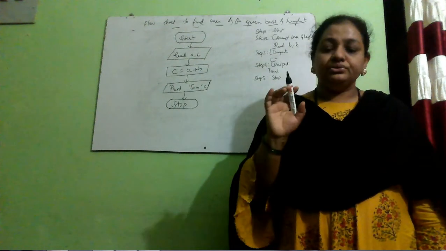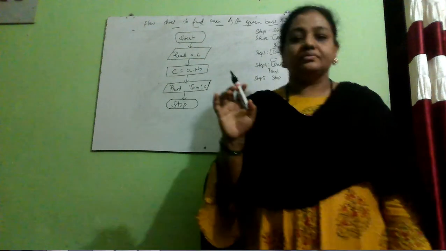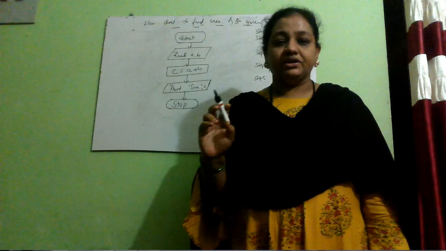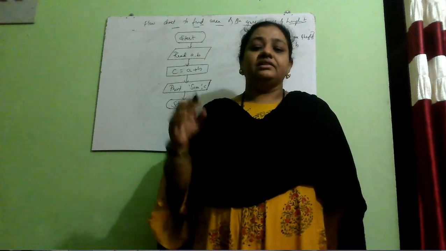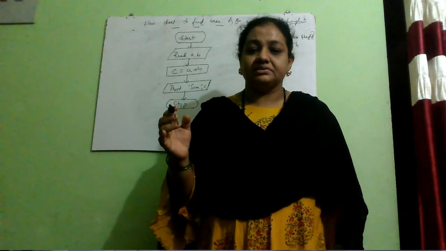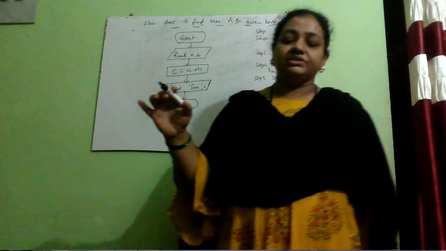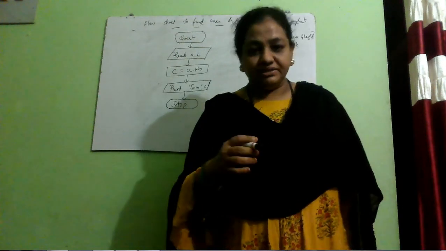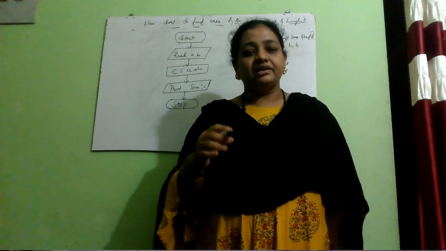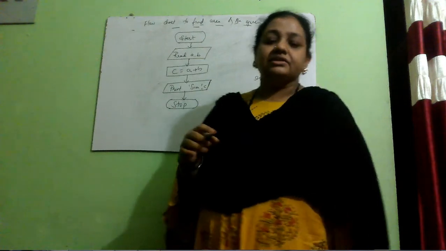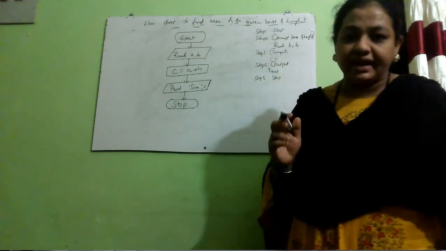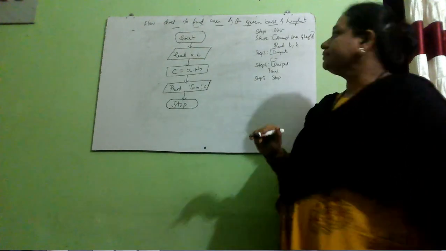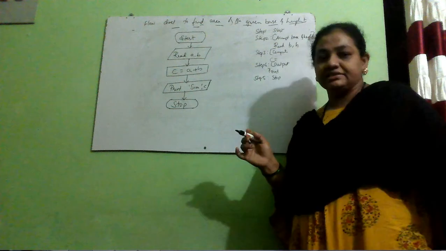But it's better if you write the algorithm and then write the flowchart so that it is easy to trace. You can easily trace the steps. Therefore, I always advise you to first write the algorithm and then convert the same to a flowchart. So let's write a flowchart to find the area of a triangle given base and height.